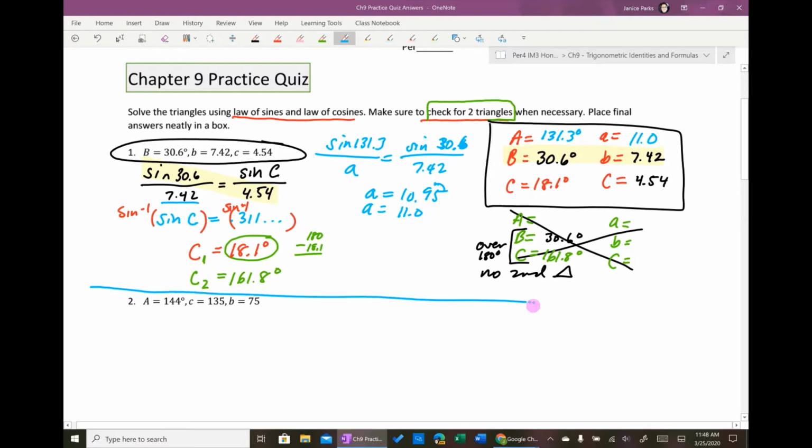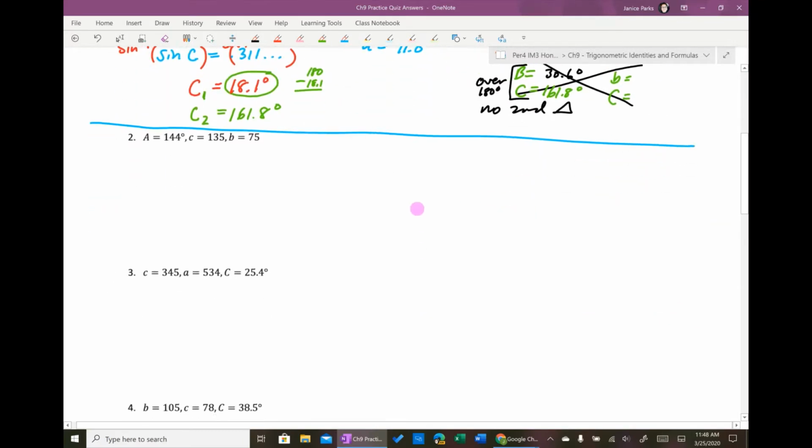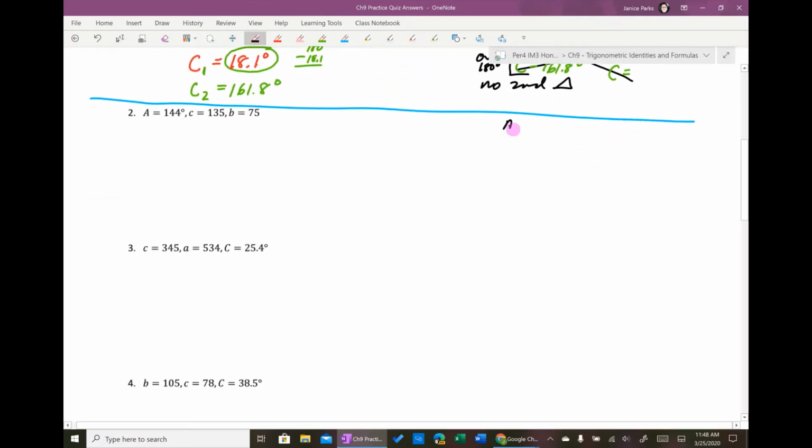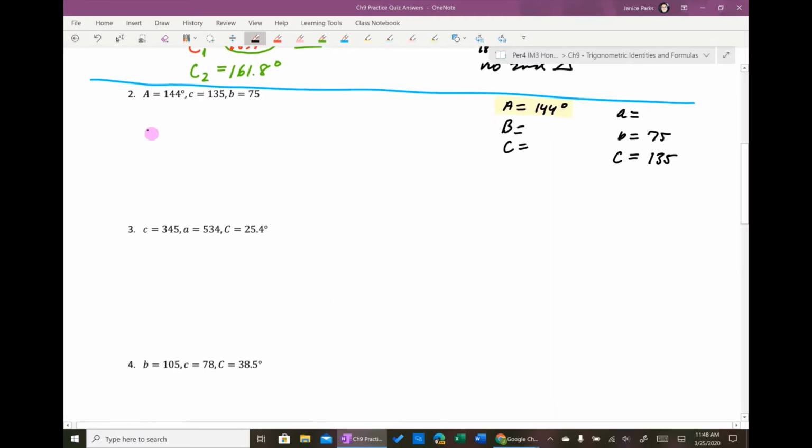All right. For the second problem, again, same thing, just start by writing the values that you're going to fill in. So they give me A is 144, C is 135 and B is 75. In this case, you don't have an angle and a side across from each other. You have an A, a B, and a C. You definitely have to use law of cosines to start this. You don't really have a choice as to which law of cosines formula because they give you the A variable. So we're going to use the A squared formula.